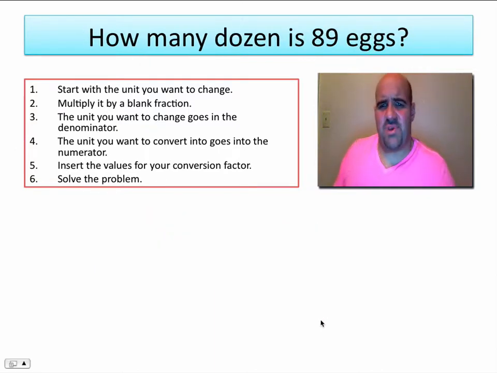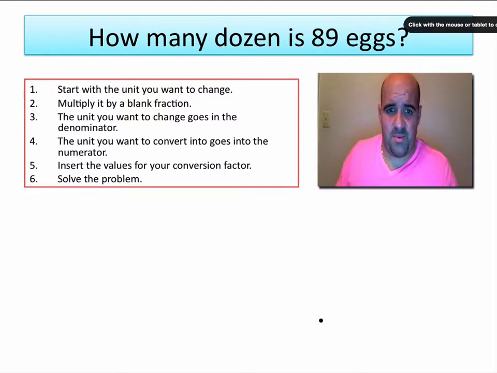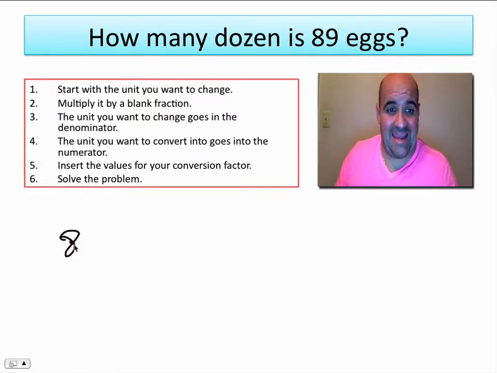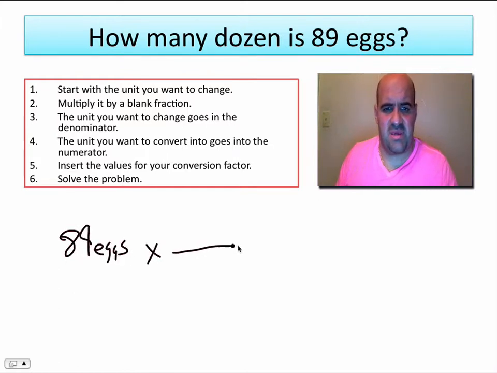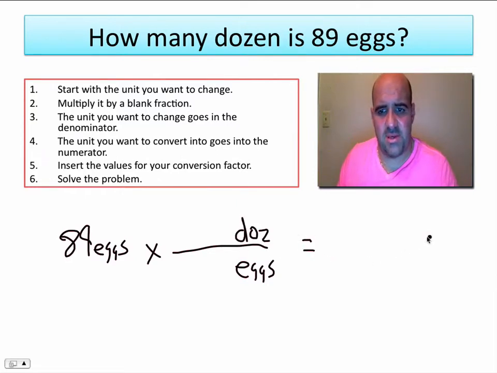And this is the opposite version of that question. Now we're going from eggs to dozens. And we have 89 eggs times, again, eggs is here. Eggs must go down here because units cancel in division. They cancel in division. I'm going into dozen. Dozen goes up here. Equals.